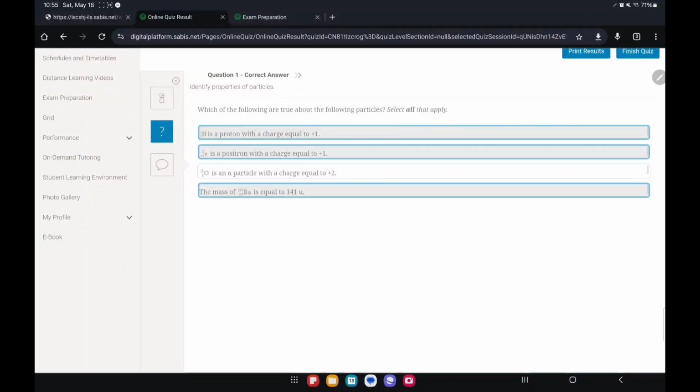Okay, so this is 8.3 chemistry. 8.2 isn't included in the material, all the teachers said. Let's just start.